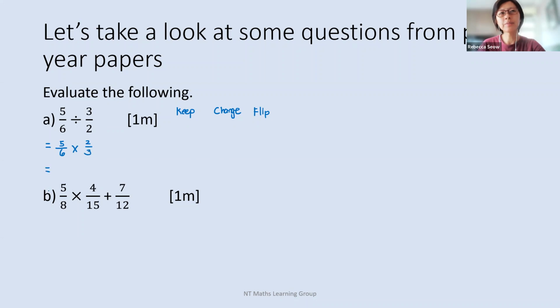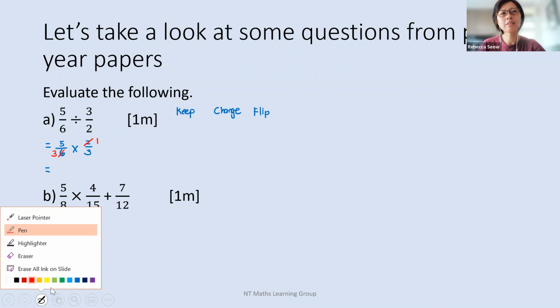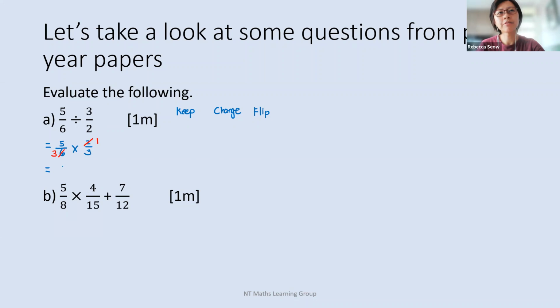So from here, we can do our division. We divide 2 and 6 by a common factor of 2. And our answer will be 5 out of 9. Next.